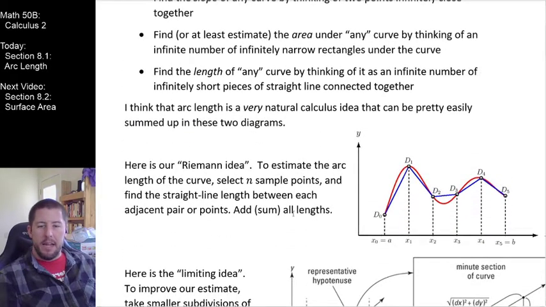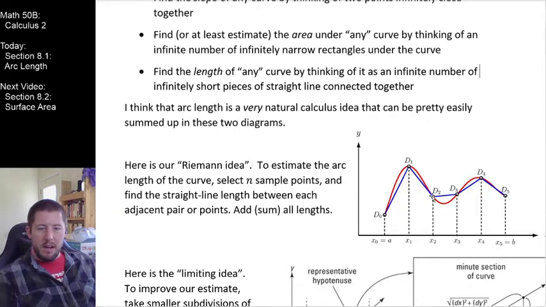Our Riemann idea in our setting right here is to estimate the arc length of a curve, or I guess not to estimate, to calculate. Okay, no, this is our estimate right here. To estimate the arc length of a curve, we would take a sample of n points on the curve. This should be looking to you a whole lot like a Riemann diagram right now, and just find the straight line length between each pair of adjacent points, and then add up all those lengths, right?